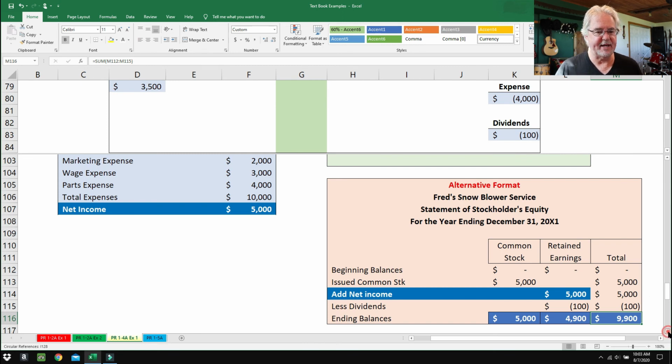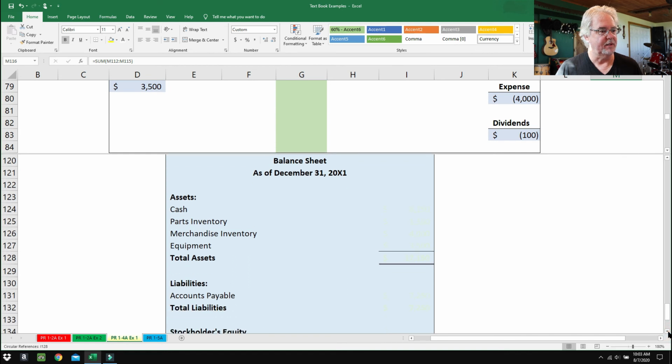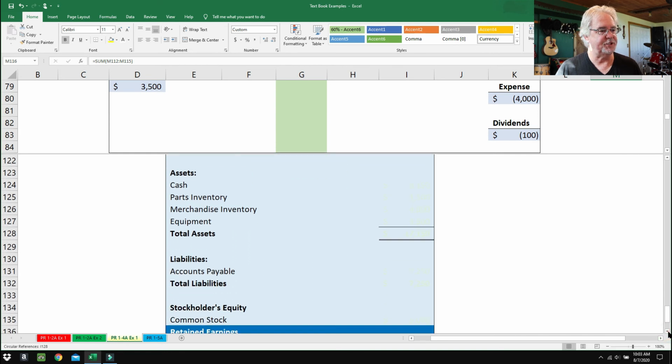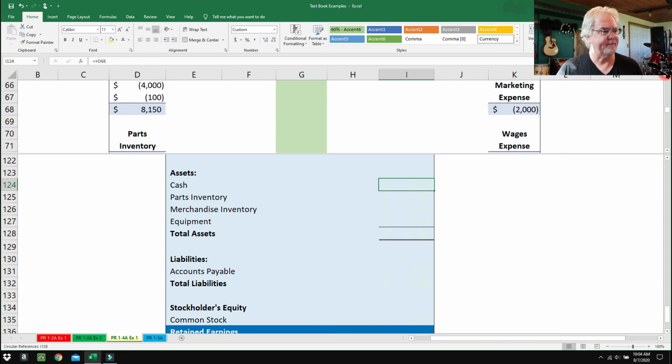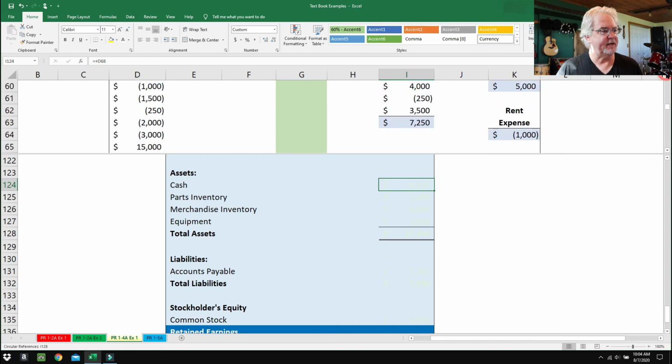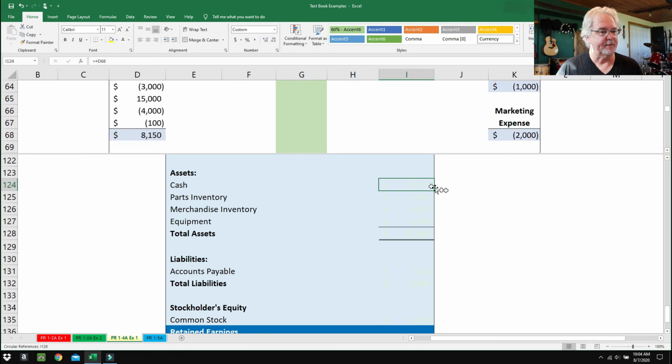Coming down to the last statement here, the balance sheet. Here we are, the balance sheet. So all we're going to do is take numbers off the general ledger. That's all we have to do. So how much cash do we have at the end of the month? Here's my cash account right there. So what do we have at the end of the month? $81.50. So let's put in $81.50.